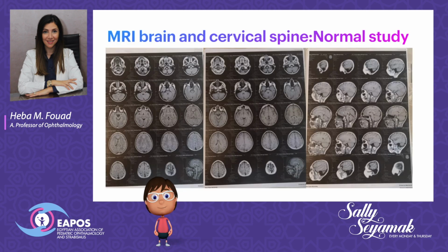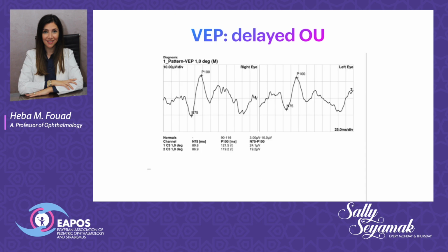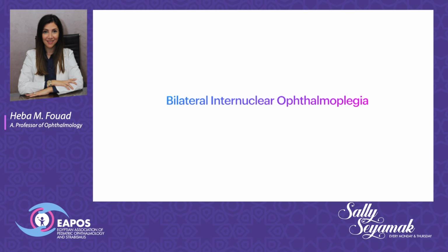MRI brain and cervical spine was requested with contrast, but unfortunately it was done without contrast and it was completely normal. MRA brain was also normal. VEP showed bilateral slightly delayed response. So it's a case of bilateral internuclear ophthalmoplegia for differential diagnosis.